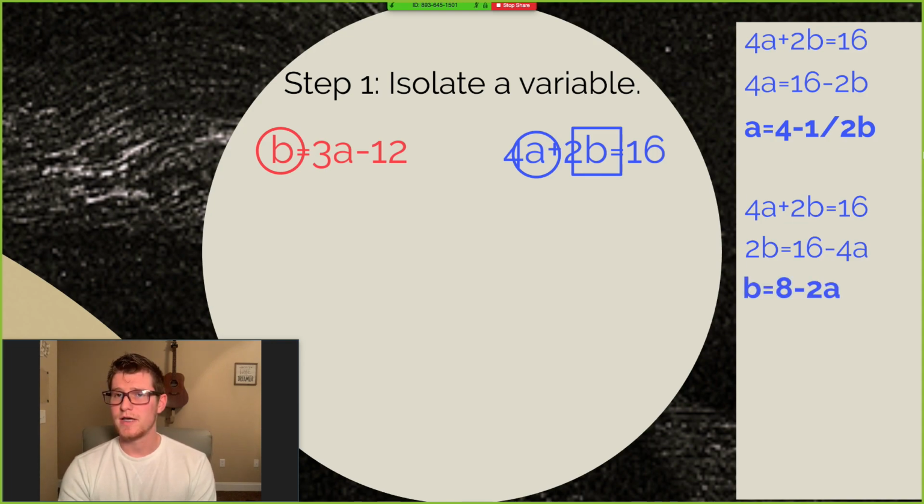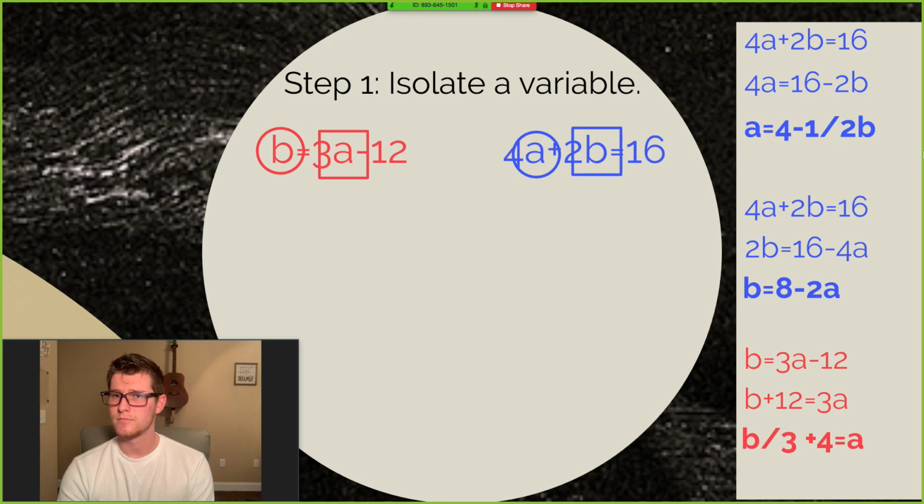And when you do that, 2b over 2 is b, 16 divided by 2 is 8, and minus 4a divided by 2 is minus 2a. So then we have another b isolated. And just to show you could have done it with any of the variables, you can do the same thing here. Okay, and then you would get a equals b divided by 3 plus 4.